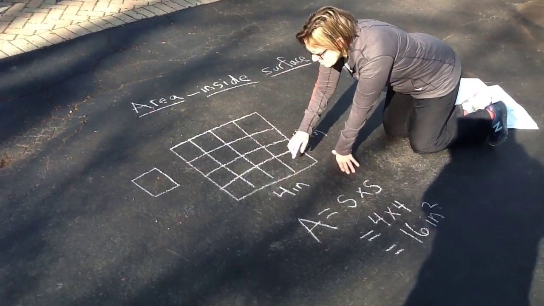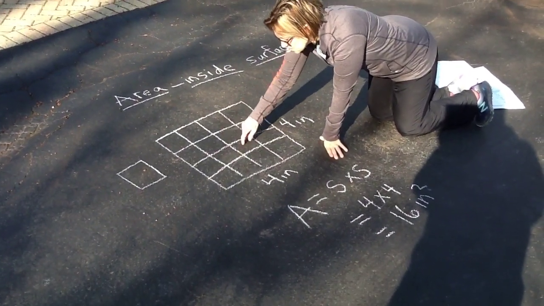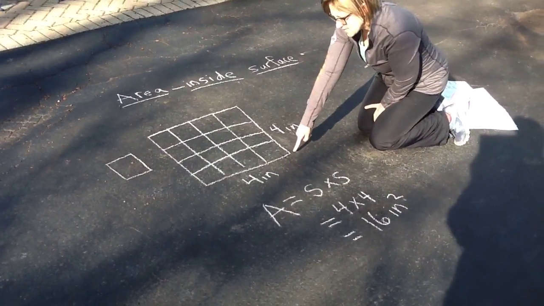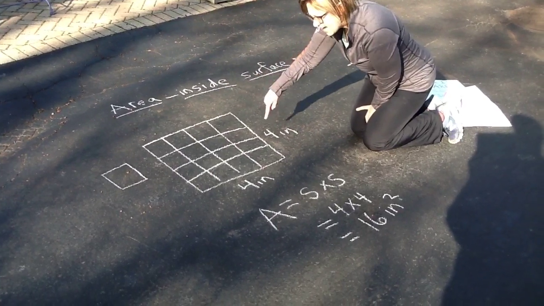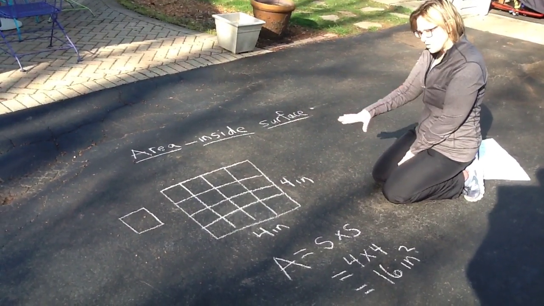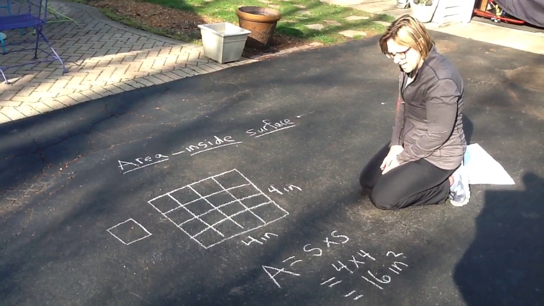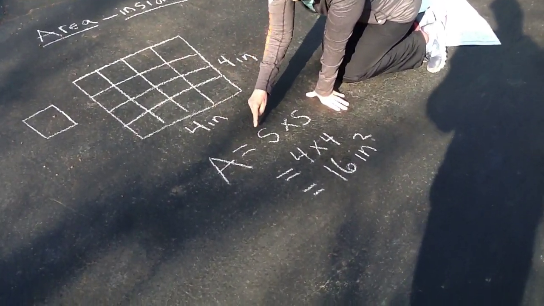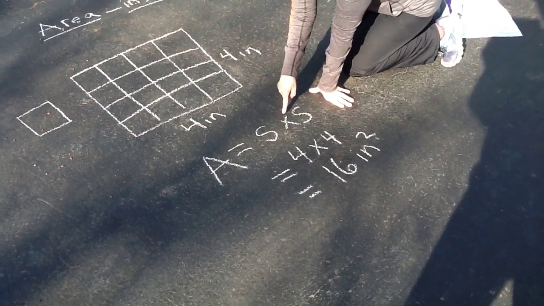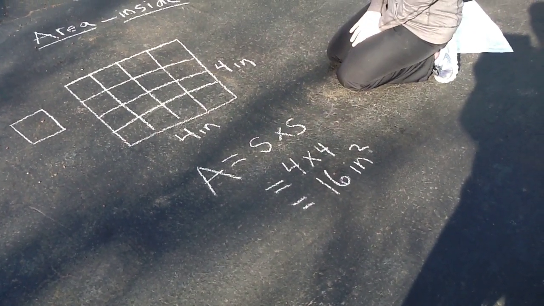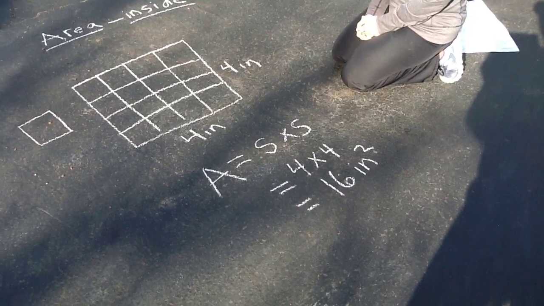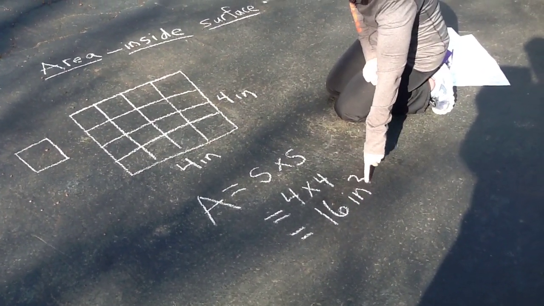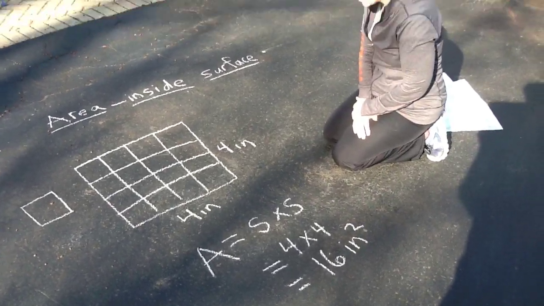This is a square. I've cut it into square units. On this side it's 4 inches, on this side it's 4 inches. So on the inside there are 16 square units or square inches. The formula we would use for area of a square is A equals S times S, where S stands for side. So any square, you just multiply the side by the side to get 16 inches squared for this particular one.